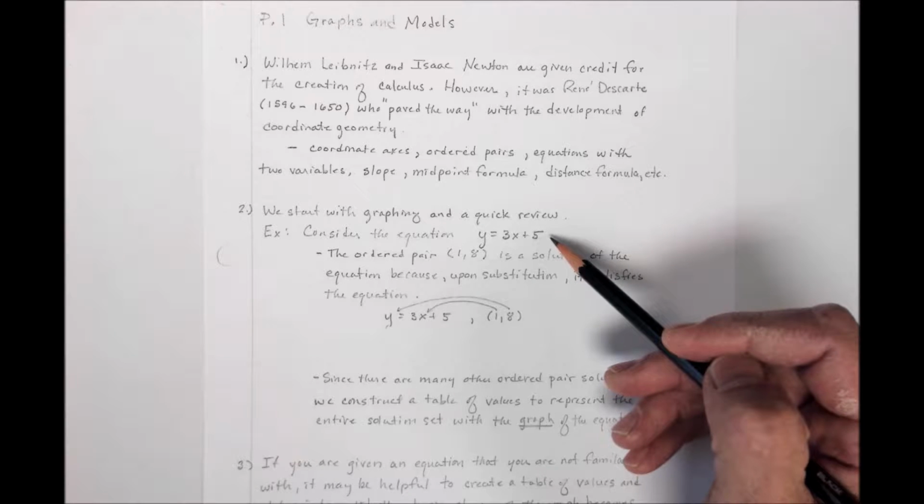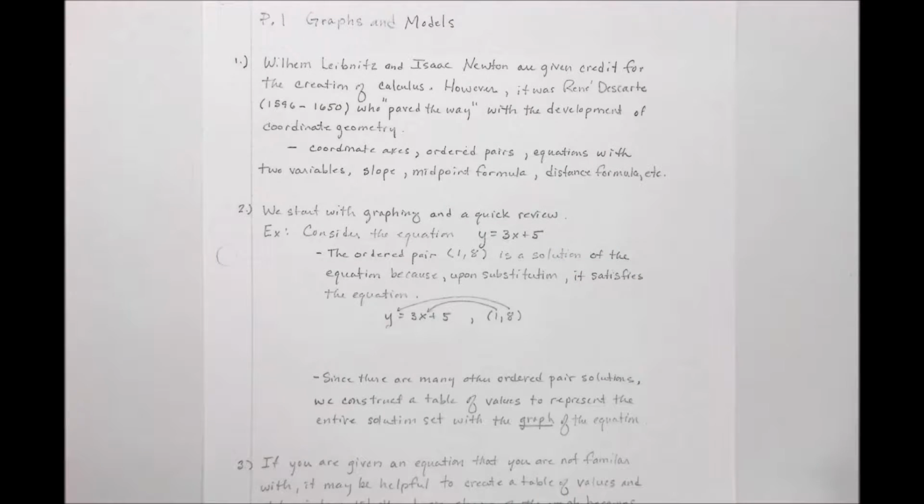So in this case it says consider the equation y equals 3x plus 5. Now this is an equation that you should recognize from your algebra days. It's the equation of a line in slope-intercept form, and we know that if we wanted to graph this line, we could use the slope, which is 3, and the y-intercept, which is (0, 5), to graph it. But what we're going to do is go to the basics.